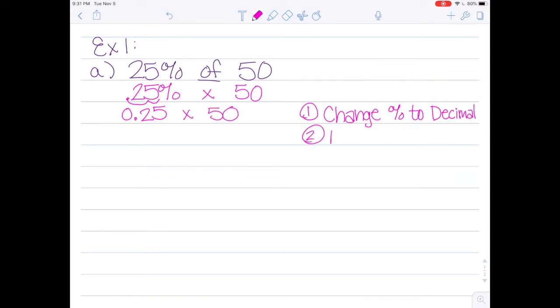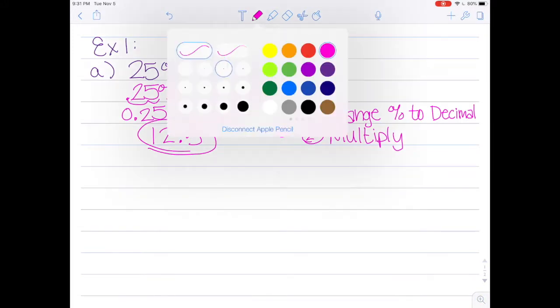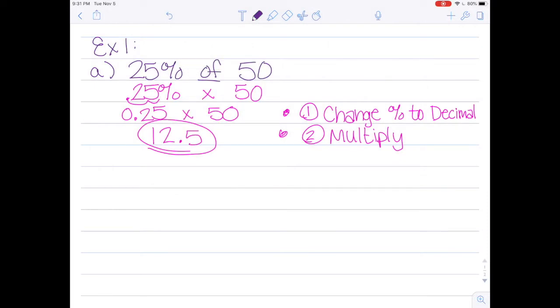Step 2 is just multiply. If we take 0.25 times 50, we are going to get 12.5. So, what number is 25% of 50? 12.5. Always change the percent to a decimal and then multiply. You have to do it in that order. Let's try another one. Part B.